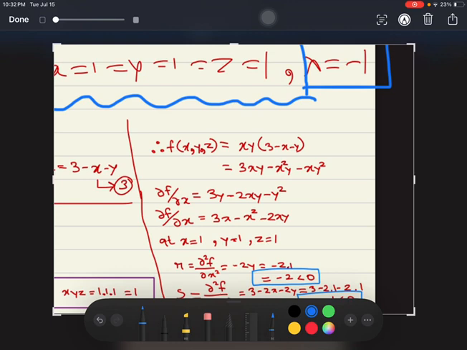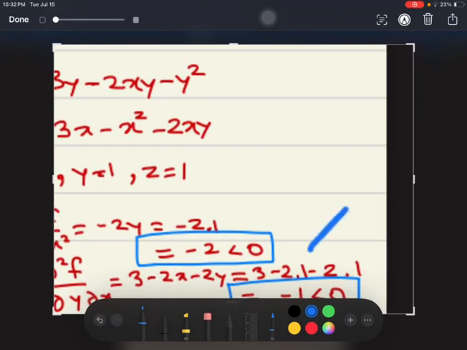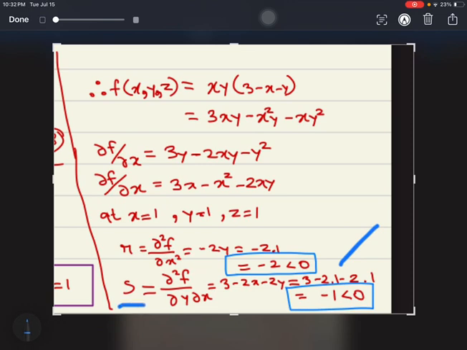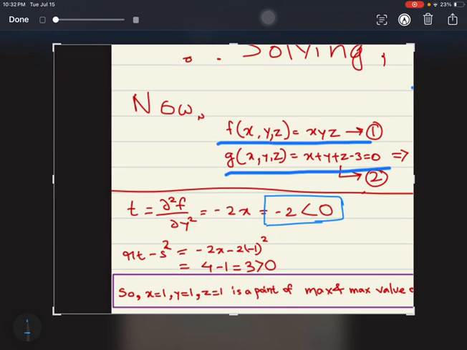So after that, we have differentiated, and we have written at x is equal to 1, y is equal to 1, and z is equal to 1. We have found the value of r, that is the double differentiation of f with respect to x square. So we have got minus 2, and for s we have found the differentiation with respect to y and with respect to x as well. We got minus 1. So t is the double differentiation of f with respect to y. We got the value minus 2.